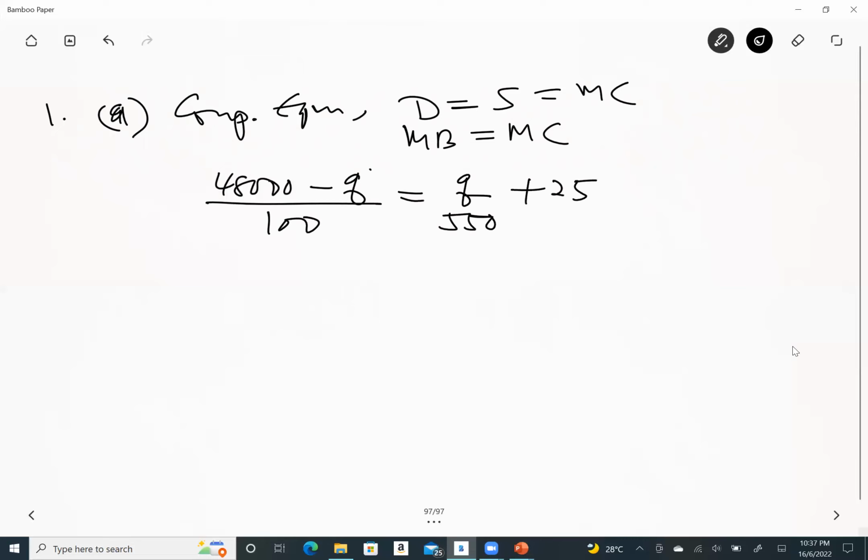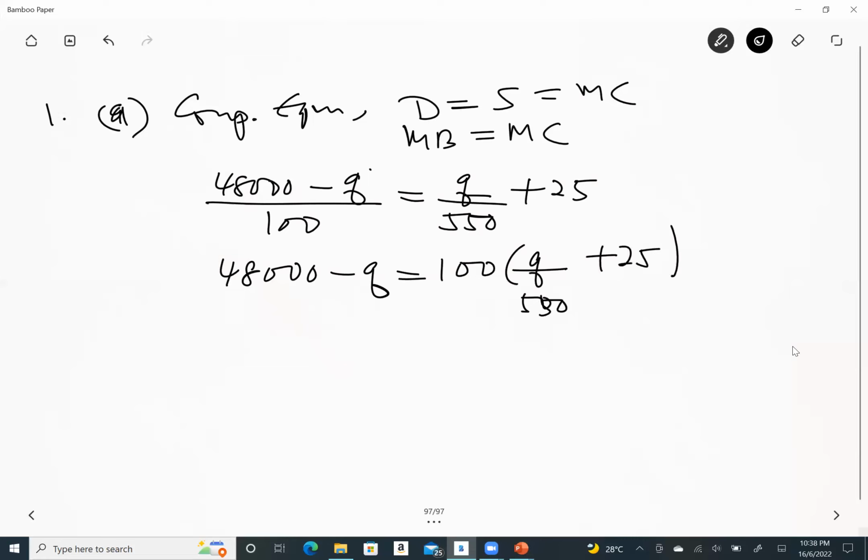Now, the easiest thing to do is you bring the 100 to the right. So you do that: 48,000 minus Q equal to 100 multiplied by Q over 550 plus 25. We multiply, and then solve for Q. So you do that, all right? If you got this wrong, you can modify it.